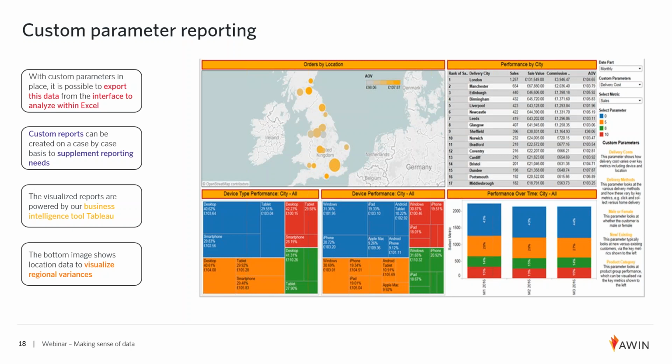So how do we export and look at the custom parameter reporting? The parameter data is readily available via the Awin interface. You can pull this data via the transaction report. It is also possible for advertisers who are looking closely at custom parameters to visualize this via our business intelligence tool Tableau. Whilst these are bespoke reports that are typically used to supplement reporting, they can be used to understand the demographics of customers driven by publisher types or specific affiliates.